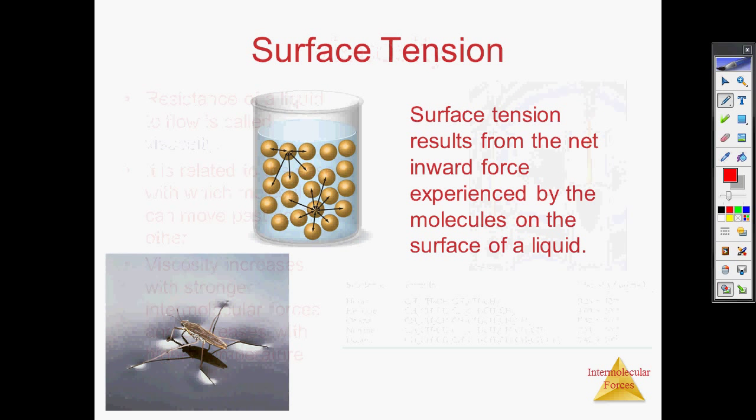Surface tension results from the net inward force experienced by one molecule on the surface. A water skipper, even extremely large cruise ships can all float on the top of the water due to surface tension. But this is the reason why: the net inward force experienced by molecules.